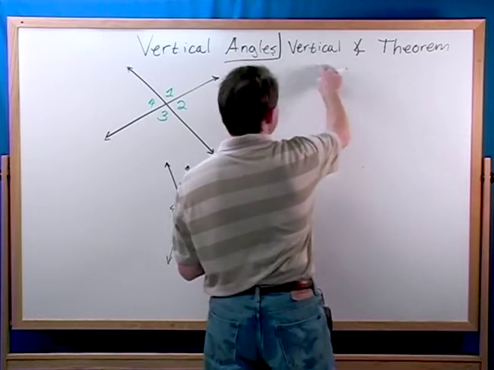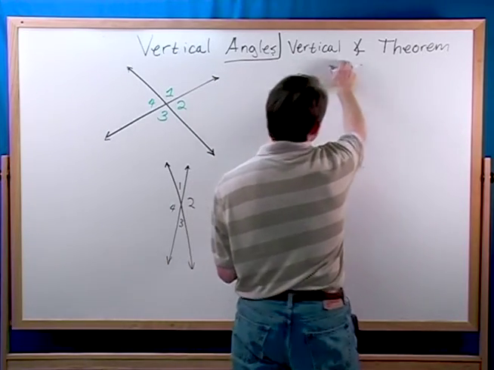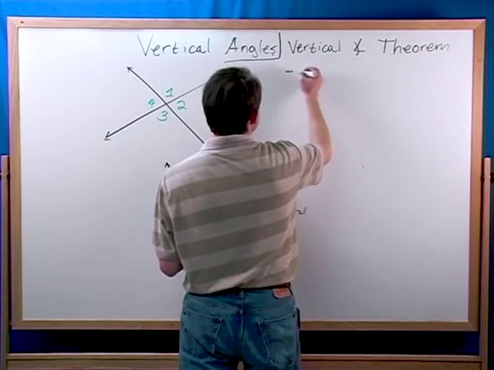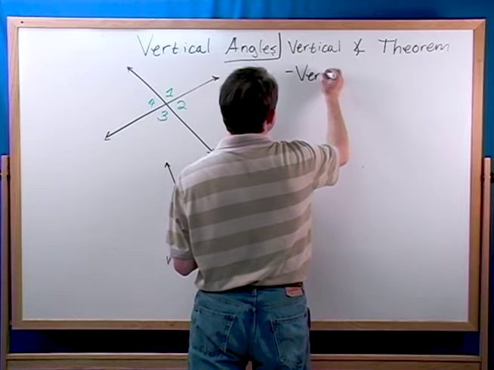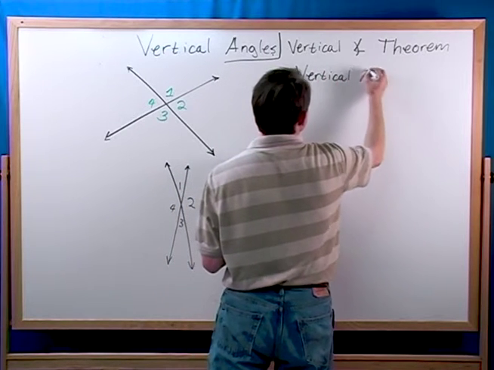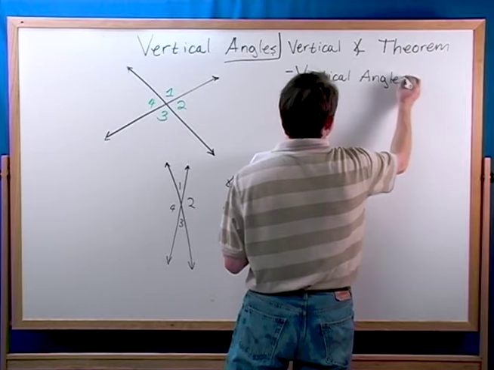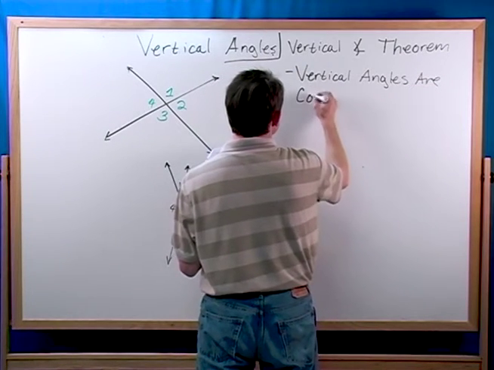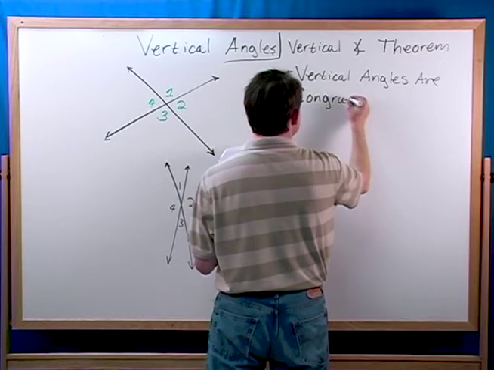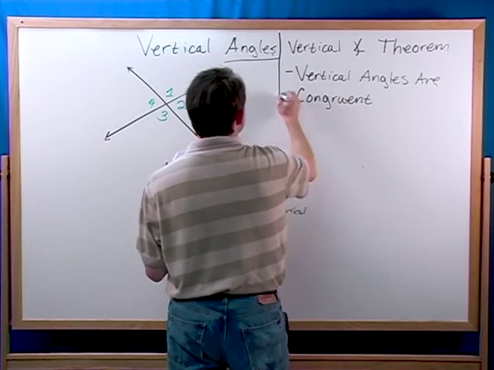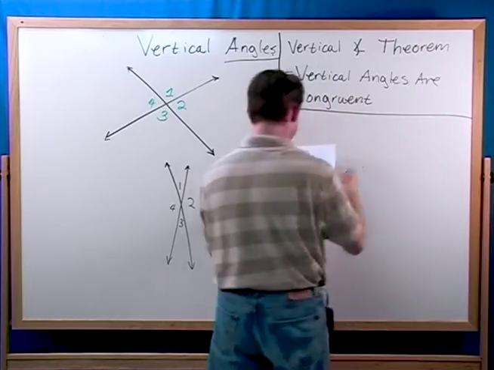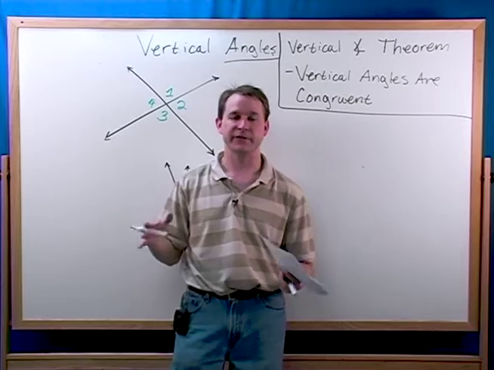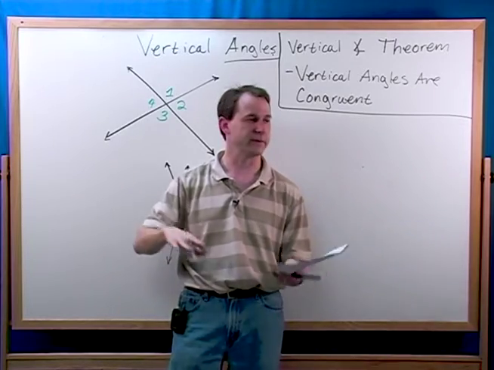Okay, so the vertical angle theorem, which just means the vertical angle thing which is true, is: vertical angles are, and we're going to use a new word, congruent. Let me circle this, because this is an important theorem, okay? The word congruent is used all the time in geometry. It just means equals, okay? That's all it means. Congruent means equals.